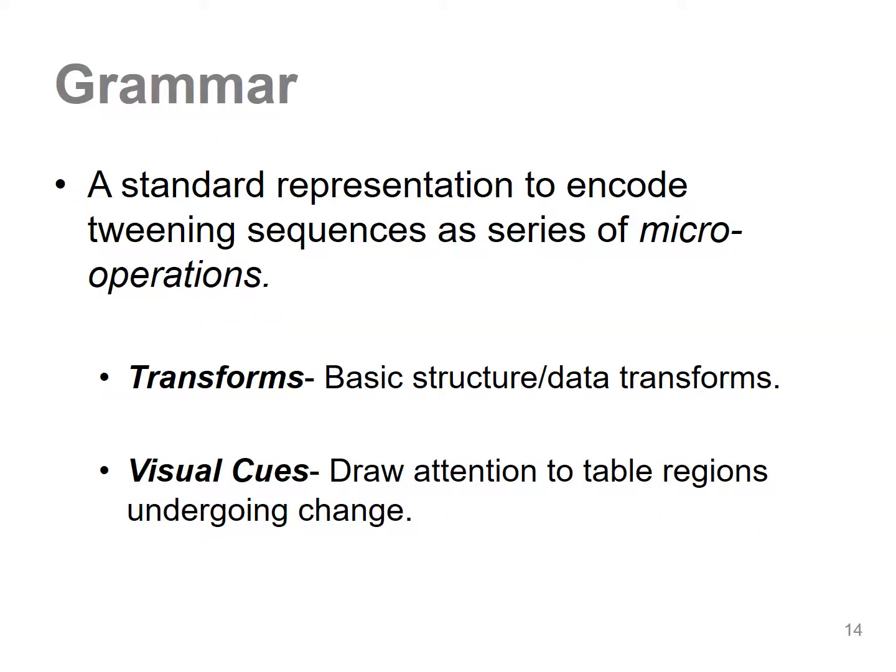We formalized a visual grammar to encode transitions between distinct result sets. The grammar is a set of micro-operations. The micro-operations could be one of the following types: transforms, which represent basic structural and data transforms, like inserting a table row or column or deleting it, and visual cues, which draw a user's attention to parts of the table undergoing these transforms. Each micro-operation in a tweening sequence has an index parameter specifying which parts of the intermediate result set it would be acting on. Any change in result set can be visualized as an ordered sequence of these micro-operations from the grammar.